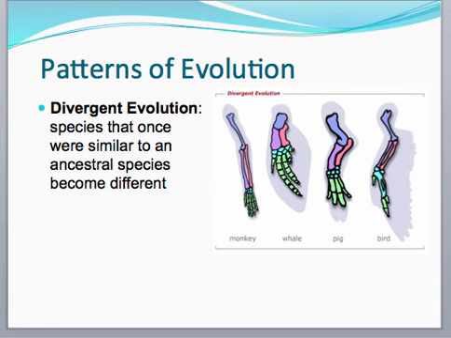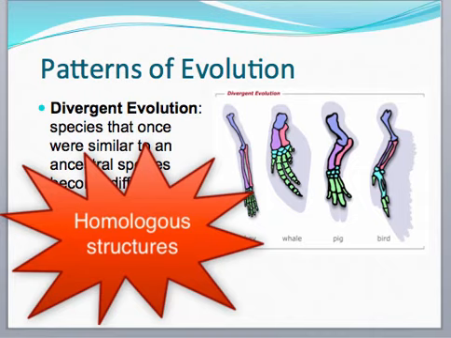Let's look at the word diverge. This means to separate or move away from something. So the example here is the forearm bones of these 4 organisms. They all have the same bones from a common ancestor, but have become different over time, creating homologous structures, which we've discussed before.